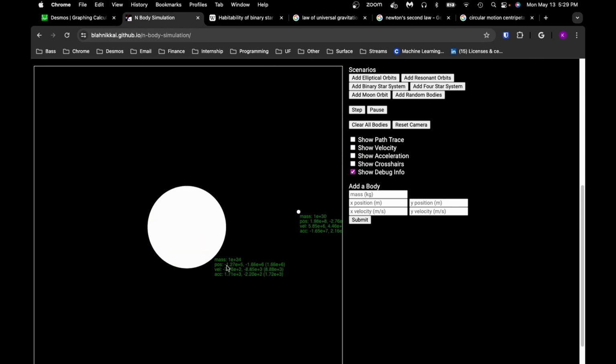For the vectors, which are the position, velocity, and acceleration, you first see the x and y component, and then the magnitude is in parentheses. And you can see that, in case you were curious, when we have the velocity and acceleration vectors on, it doesn't look like there's any velocity or acceleration for this really big body here because it's so massive, right?